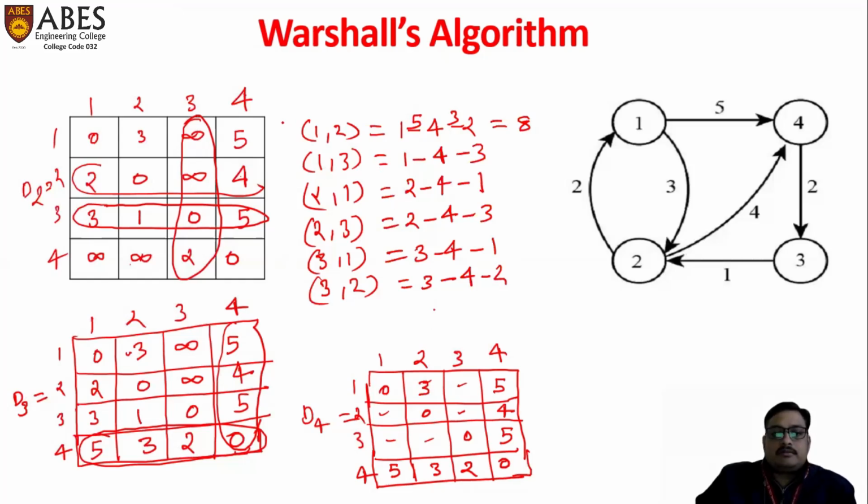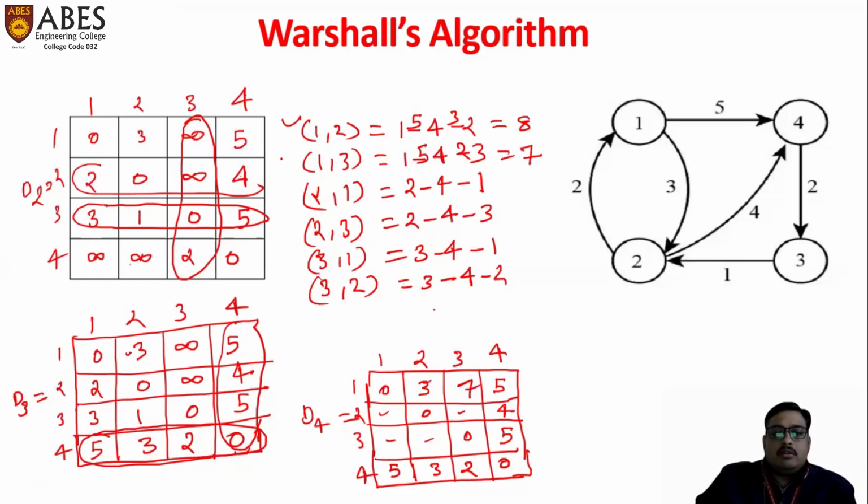For this one, 1 to 3, 1 to 4. What's the cost of 1 to 4? That is 5. And 4 to 3 is 2. So 5 plus 2, that is 7. So 1 to 3 is 7, and the existing value is infinity. So we'll definitely update this value, that is 7.